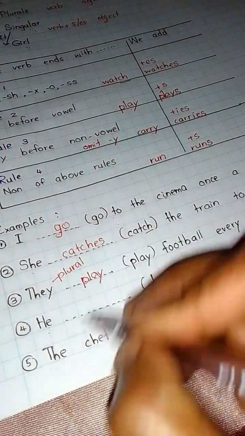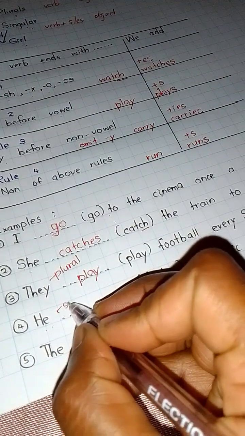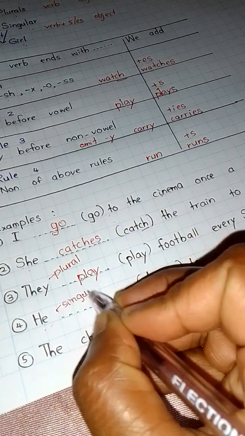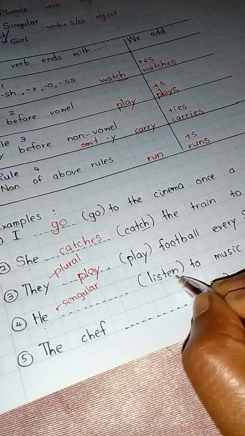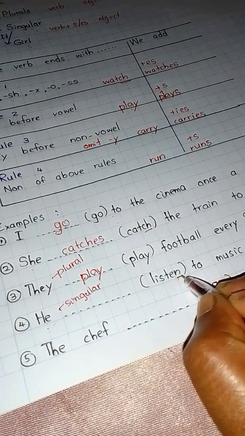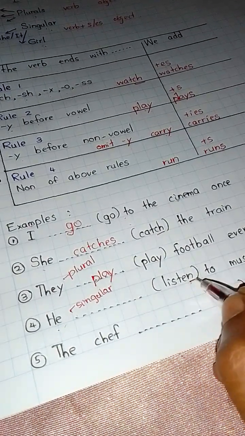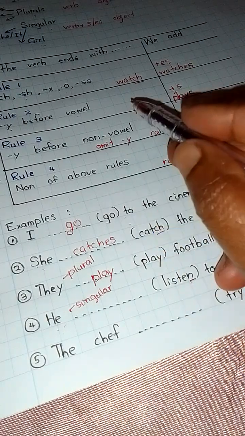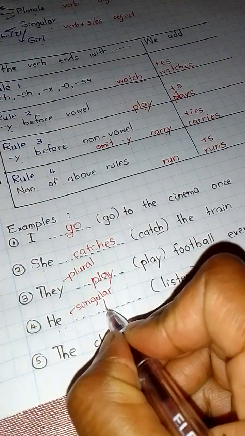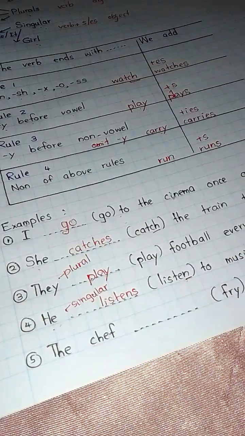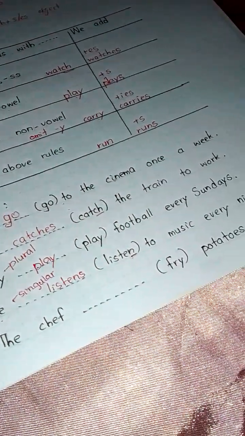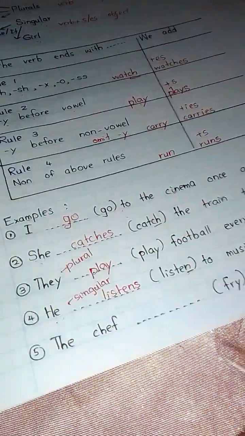Then he. It is a singular pronoun. So we should add s or es at the end of the verb. The verb ends with n. It is none of the above rules and we add s at the end of the verb. He listens to music every night.